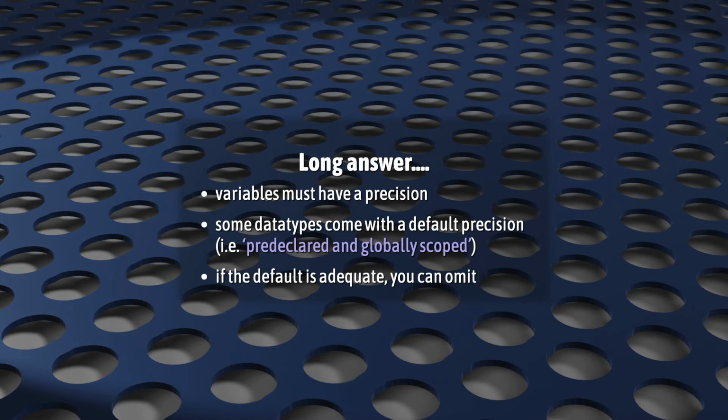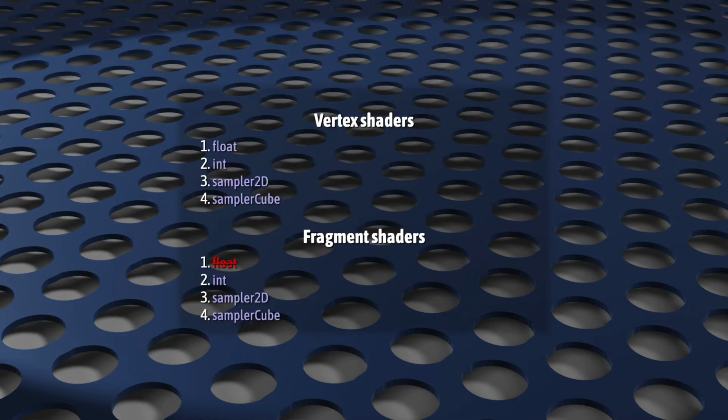And what are these data types? In vertex shaders, they are floats, ints, sampler 2Ds, and sampler cubes. In fragment shaders, they are ints, sampler 2Ds, and sampler cubes only, no floats. So if you want to declare a float in your fragment shaders, you must supply precision or your shader won't compile. Same goes for vectors and matrices because basically they're composed of floats.